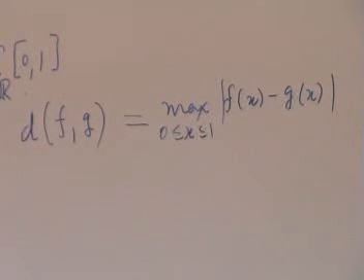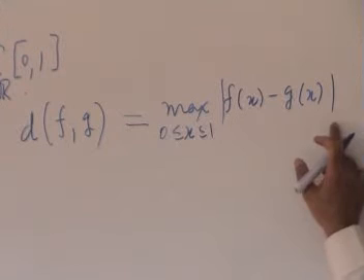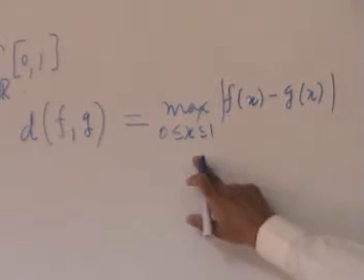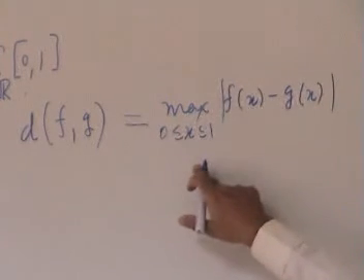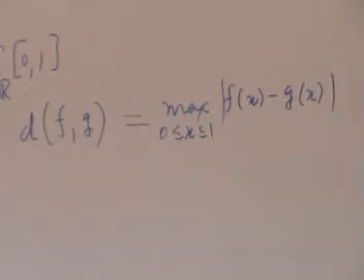Now you see that that is a metric, because it is always non-negative, because it's the maximum of non-negative quantities, clearly non-negative. When is it 0? If this has to be 0, the maximum is 0. The maximum is 0, so f(x) minus g(x) must be 0 for all x, which means f(x) must be equal to g(x) for all x, so f and g are the same function. So it equals 0 if and only if f equals g.